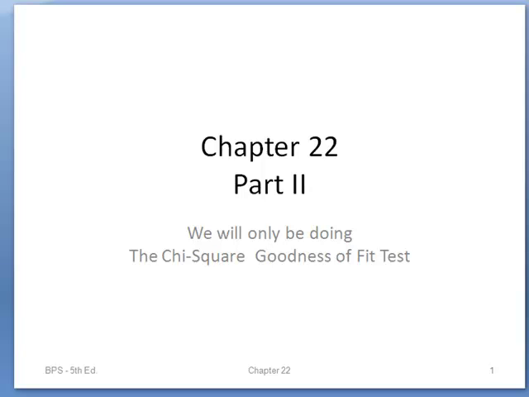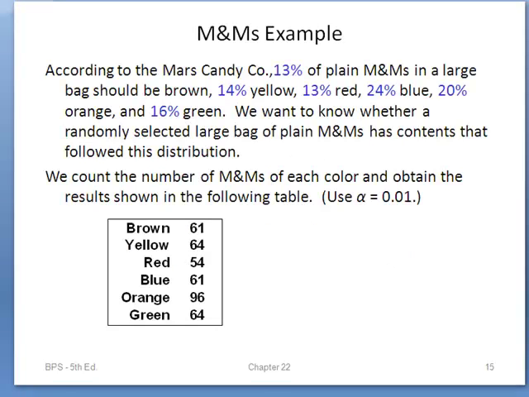Here we are at part 2 for chapter 22, the chi-square goodness of fit test. Well, here's an M&M's example. According to the Mars Candy Company, 13% of plain M&M's in a large bag should be brown, 14% yellow, 13% red, 24% blue, 20% orange, and 16% green. We want to know whether a randomly selected large bag of plain M&M's has contents that follow this distribution.